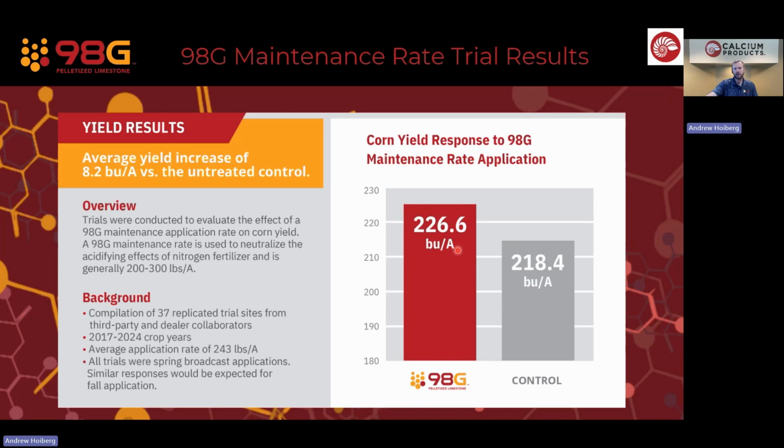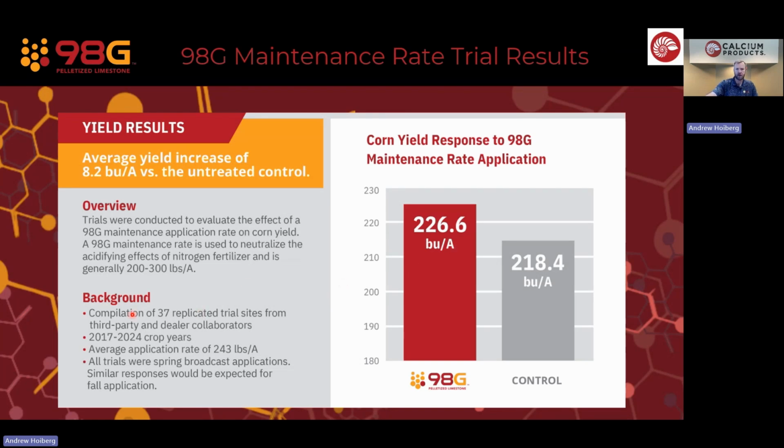And what we saw in those rate trials in 2017 was as you got above 500 pounds per acre, the soil pH would continue to go up, but that yield really plateaued. You didn't see a significant increase in yield above 500 pounds per acre. And so we started looking at lower rates than that. How low can we go with this and still get that economic return on investment from a lower rate application?